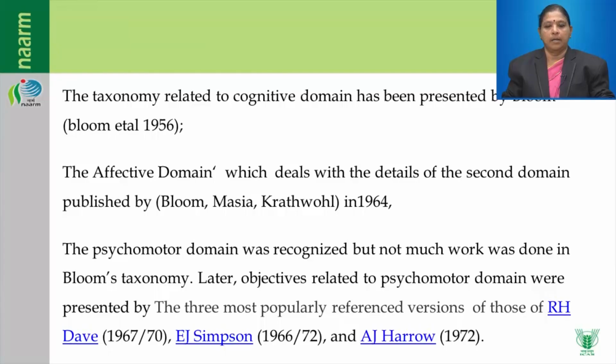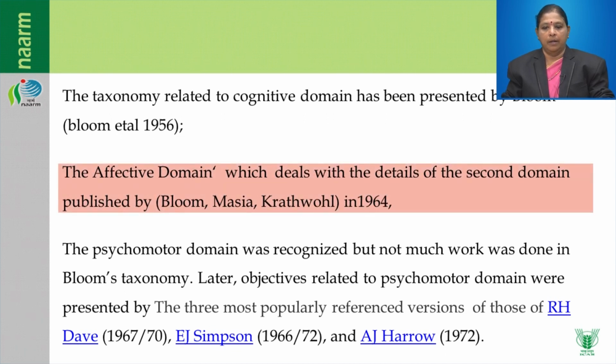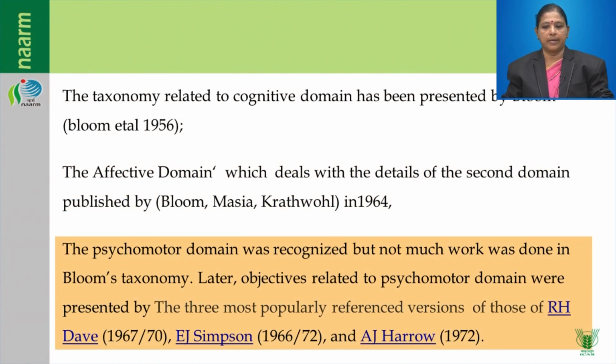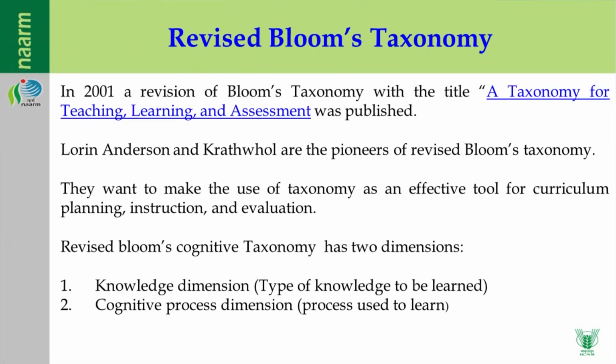So, mainly Bloom's taxonomy is concerned with the objectives of the cognitive domain, and the affective domain, the second domain, was published by Krathwohl, and the psychomotor domain was recognized, and later the levels of the domain were given by Dave and others also. Bloom's taxonomy was revised in 2001 by Lorin Anderson and Krathwohl.